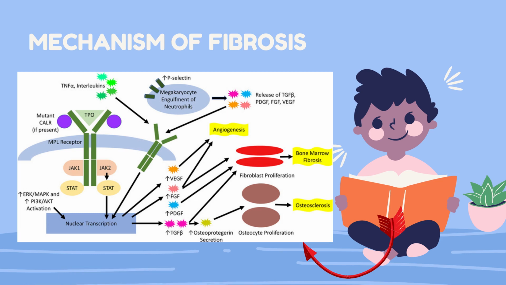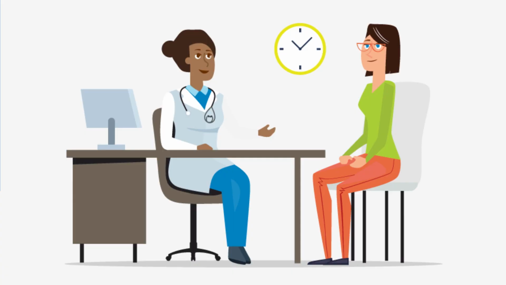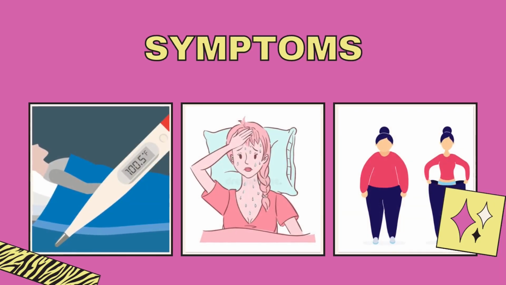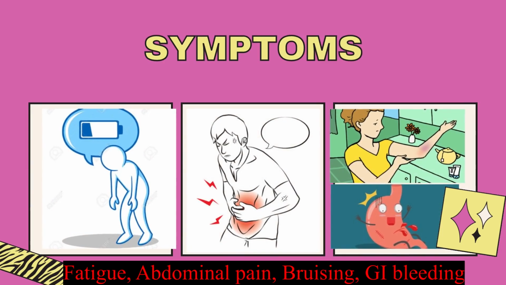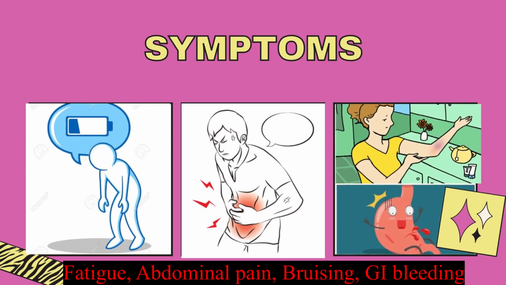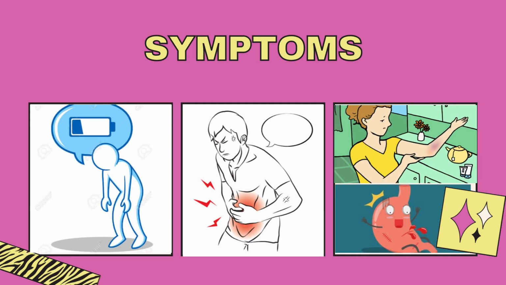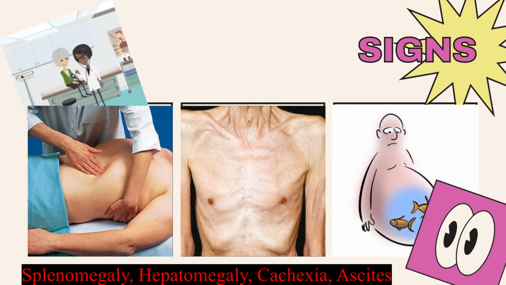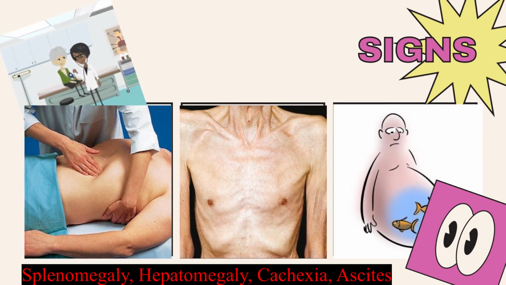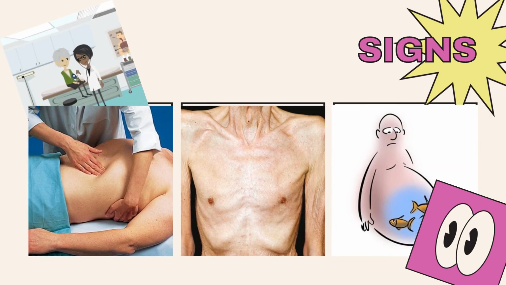Now, let's learn the clinical features of primary myelofibrosis. No signs and symptoms are specific for primary myelofibrosis, but patients present with symptoms like the constitutional ones being fever, night sweats, weight loss, fatigue, abdominal pain, early satiety, bruising, GI bleeding, and so on. Similarly, the signs include splenomegaly, hepatomegaly, cachexia, portal hypertension, ascites, and so on.